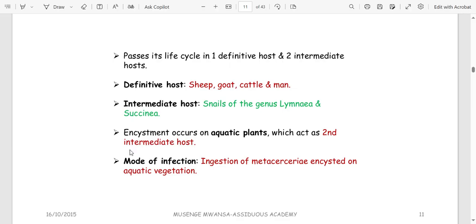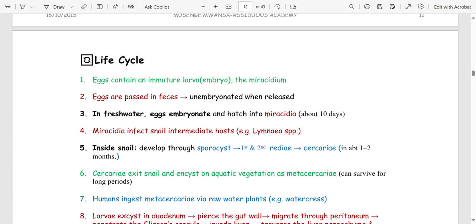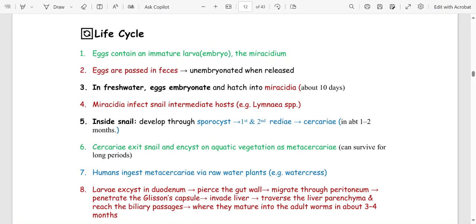And the mode of infection for Fasciola hepatica is ingestion of metacercariae encysted on aquatic vegetation. The metacercaria is actually a small worm, the larva. It is in a cyst and is present on aquatic vegetation. You get those aquatic vegetations, you eat them.